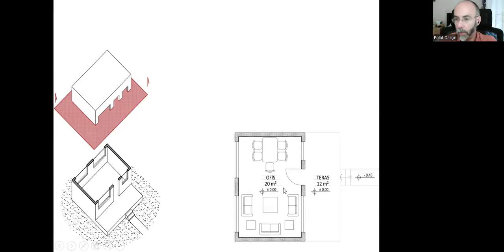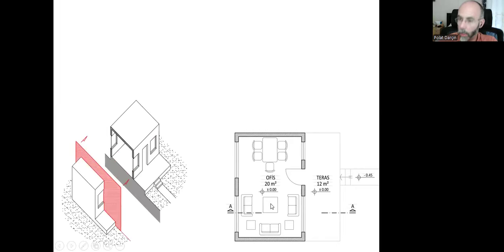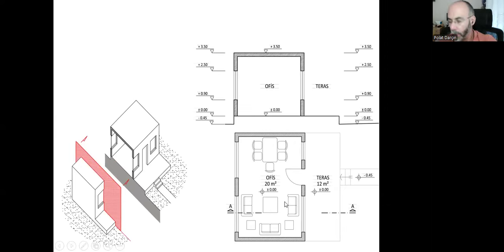That's a very small building with only one volume and three different living areas, one open air terrace area, and inside this volume, two different spaces. And of course, you can do a section so that people can understand, and you can do an elevation.